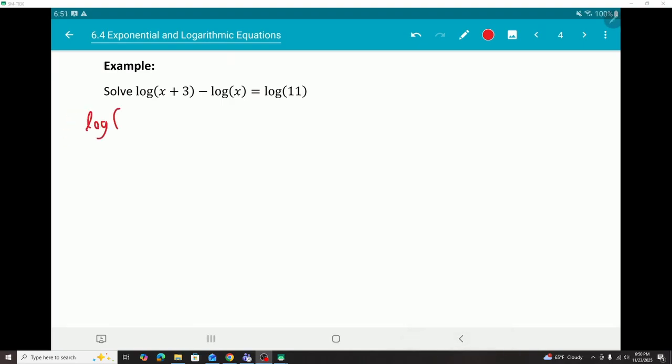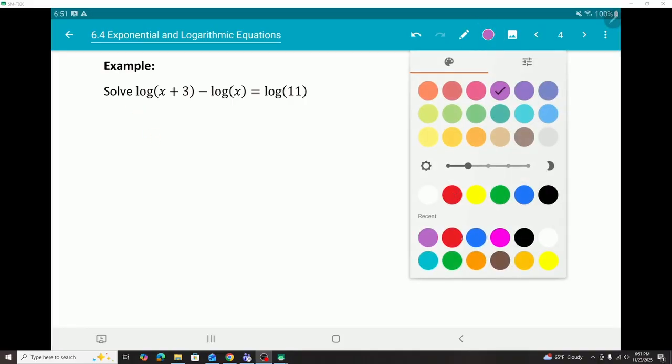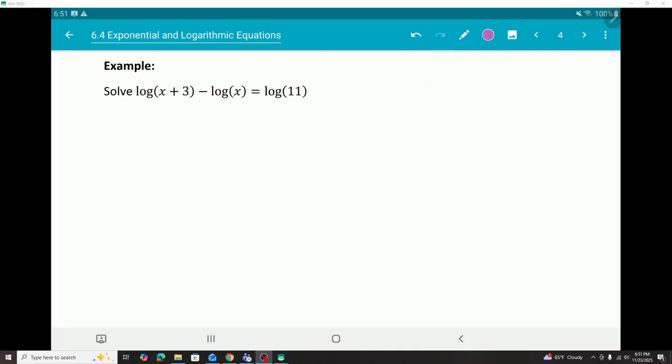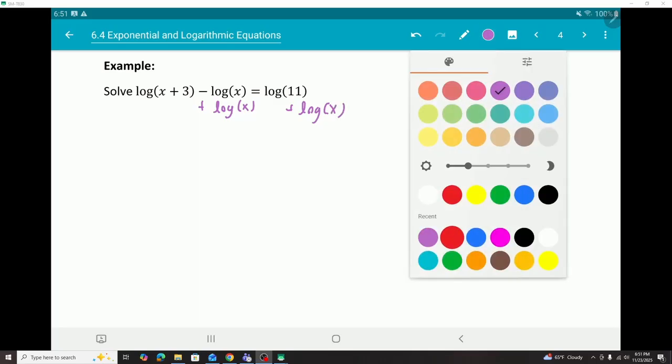So I can say log of x plus 3 over x is equal to log of 11. And in practice, there's nothing wrong with doing this. You can still solve the equation normally. But there's an important thing we've learned in our class, which is fractions are kind of stinky. Easy to get messed up with fractions. So what I'm going to do is I'm going to make sure all my logs are positive before I solve this. And I'm going to move this log to the other side.